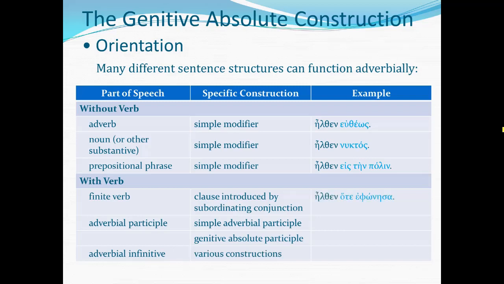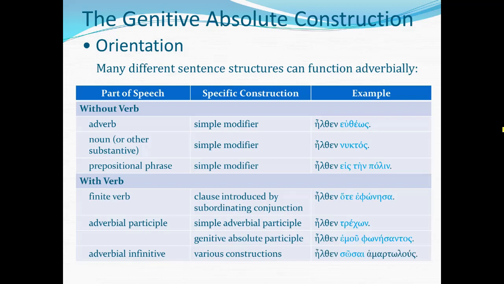As an example of a finite verb used adverbially, he came when I called. When, hote, is the subordinating conjunction. Ephonesa is a first-person singular finite verb. As a simple adverbial participle, we could have he came running, with trechon expressing the manner of the coming. For the genitive absolute participle, it sounds a little awkward. He came, I having called. And that would be equivalent in meaning to the construction with the finite verb, he came when I called. Of course, we'll be talking at great length about the genitive absolute later on.